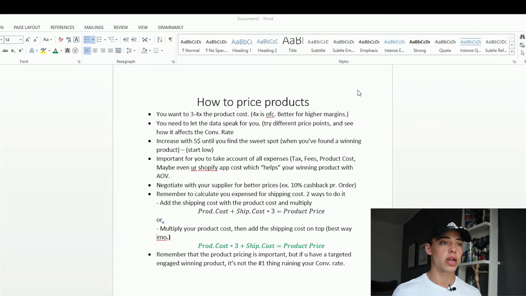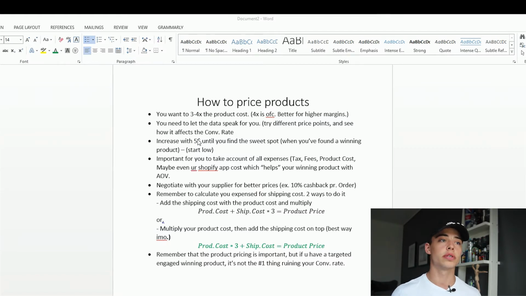So you might want to start out with 3x, and then as I've set right here, increase with $5. When you find a winning product which works great, you can go ahead and increase the product price with $5, and then find the sweet spot where you get a good conversion rate and a great product price for it. And you need to let the data speak for you, so try different price points for it.